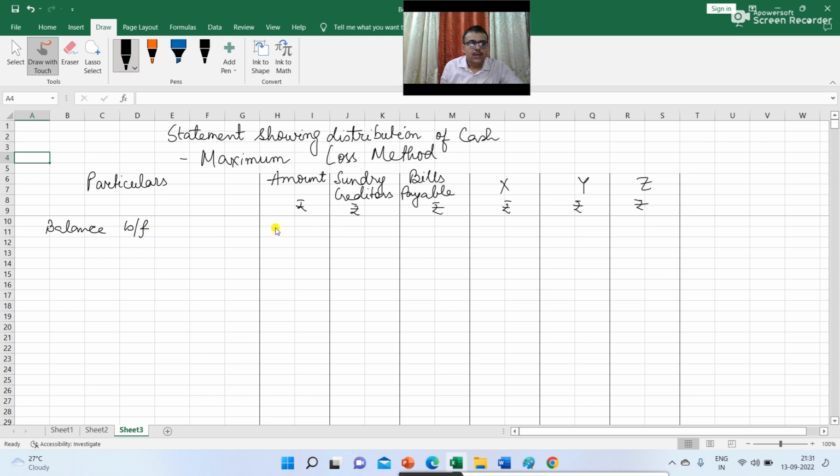Brought forward is 10,000, the balance due to sundry creditors, 6,000 for bills payable, 31,000 due to partner X. This is the capital of partner X, 20,000 is the capital of partner Y and 6,000 is the capital of partner Z. Now the cash which was there as on 31st December 2021, so cash was distributed for rupees 1,000. Now this 1,000 cash is to be distributed to sundry creditors and bills payable in 5:3.